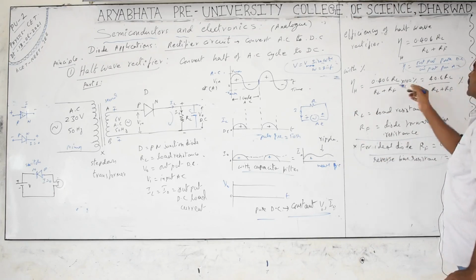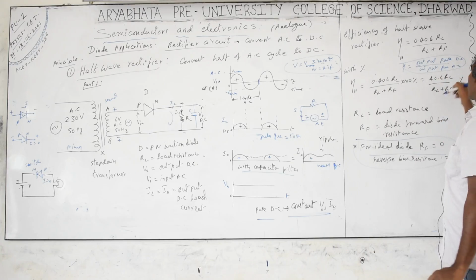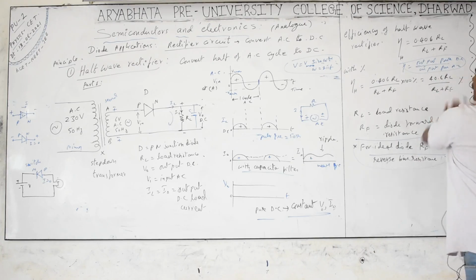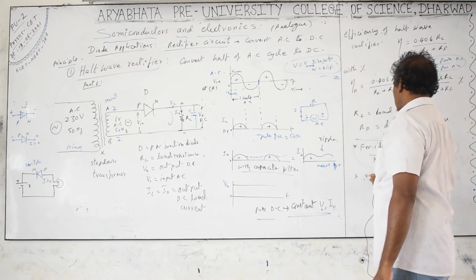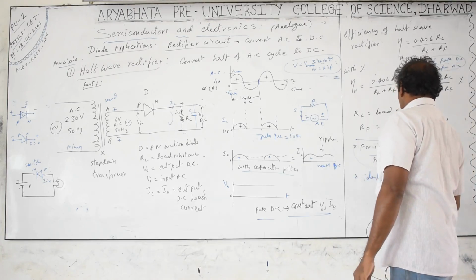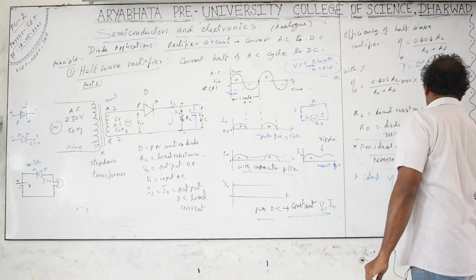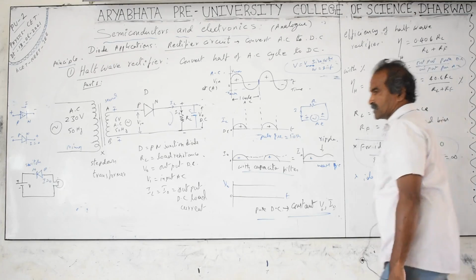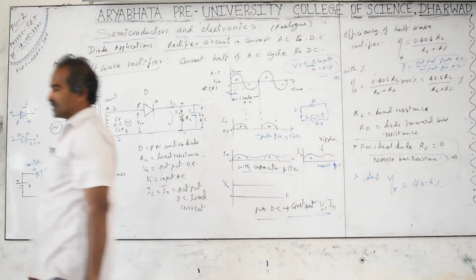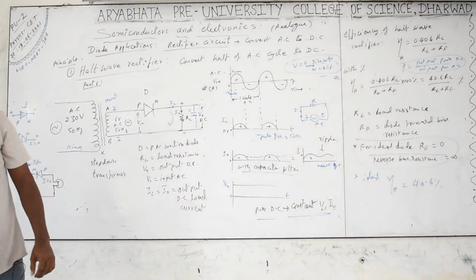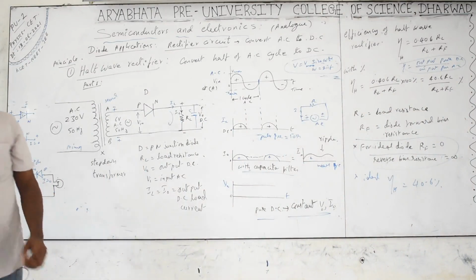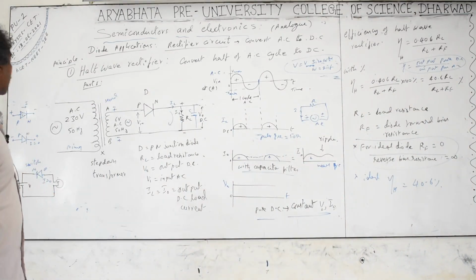And if you want it in percentage, into 100%, 40.6 into RL by RL plus RF. If you take the ideal diode, RF equal to 0, this RL cancels. So the efficiency of the half wave rectifier, RL is cancelled. So what you get here is 40.6% or 0.406. No units for the efficiency. Efficiency is always output by input. This is the case of half wave rectifiers.